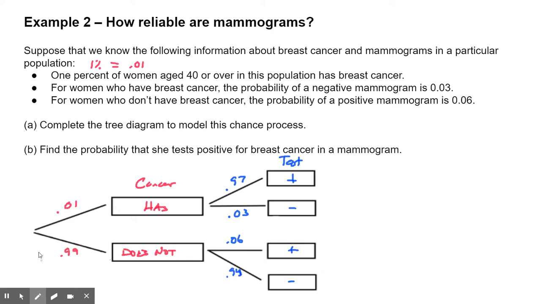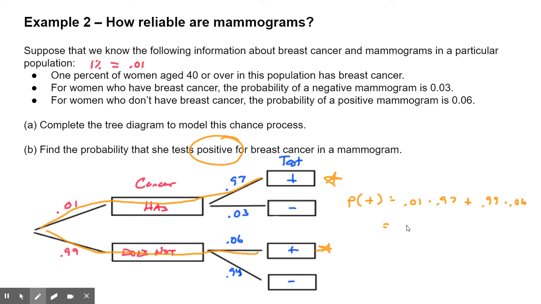Now we have to determine the probability that someone would test positive. Again, there are two tracks for positive here and here. So we must follow has breast cancer and then test positive given they have breast cancer, and the does not have breast cancer, and then test positive given they don't have breast cancer. So the probability of a positive is going to be the first branch, 0.01 times 0.97, plus the second branch, 0.99 times 0.06.